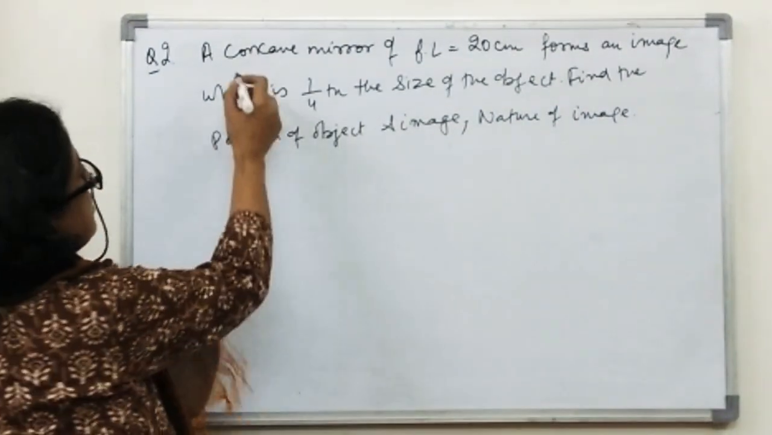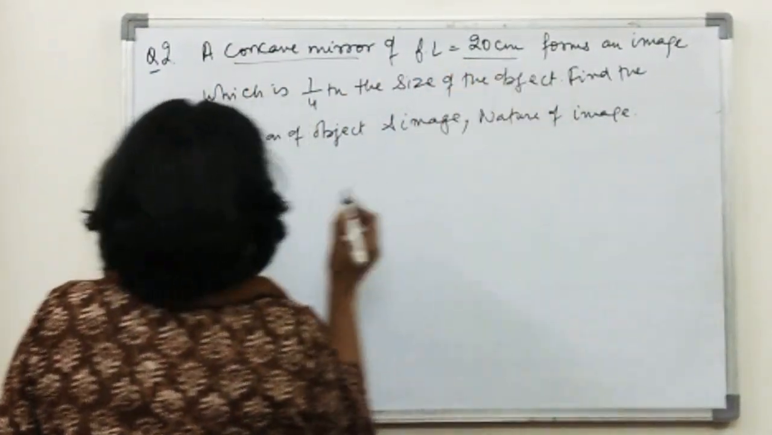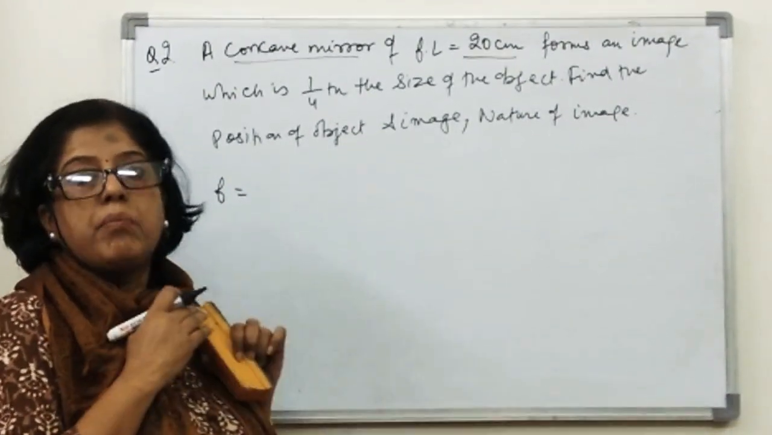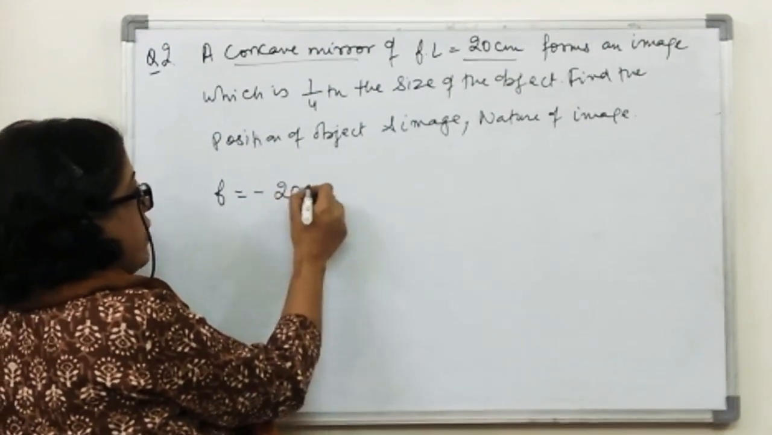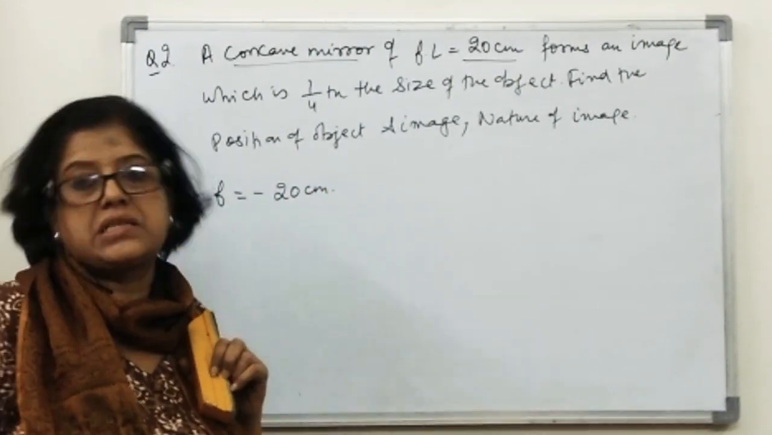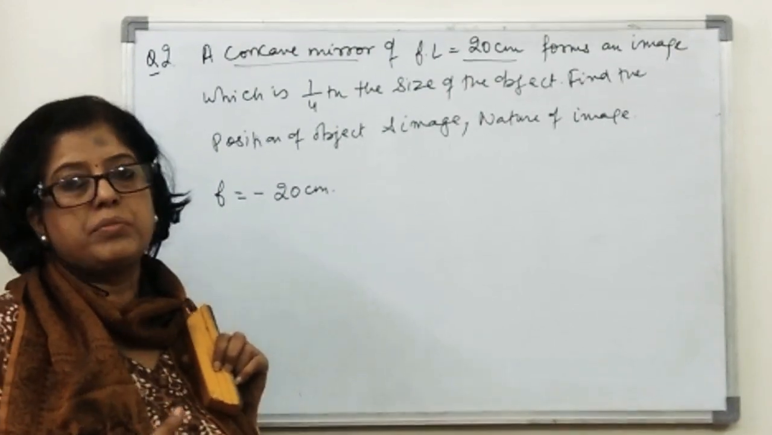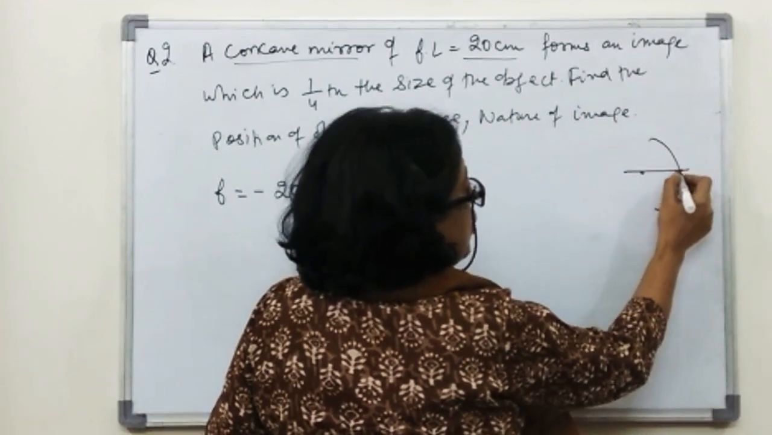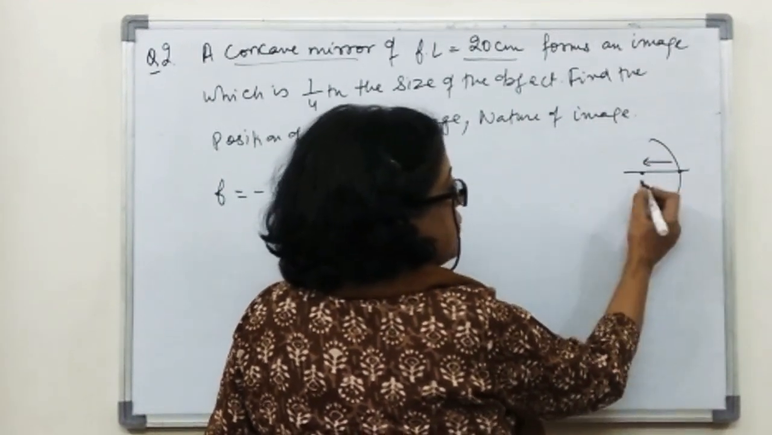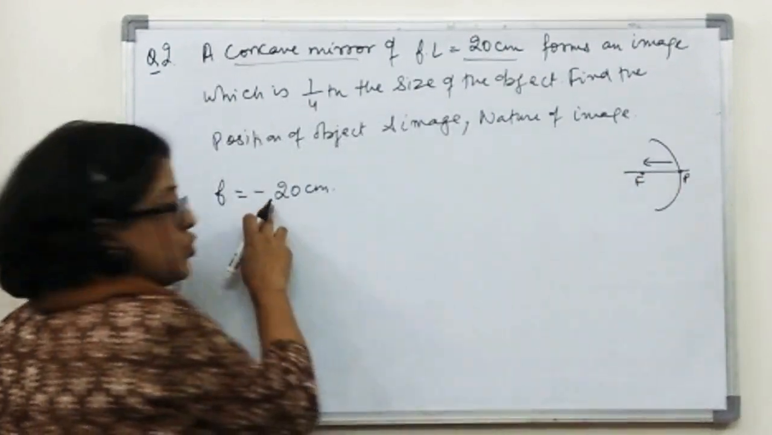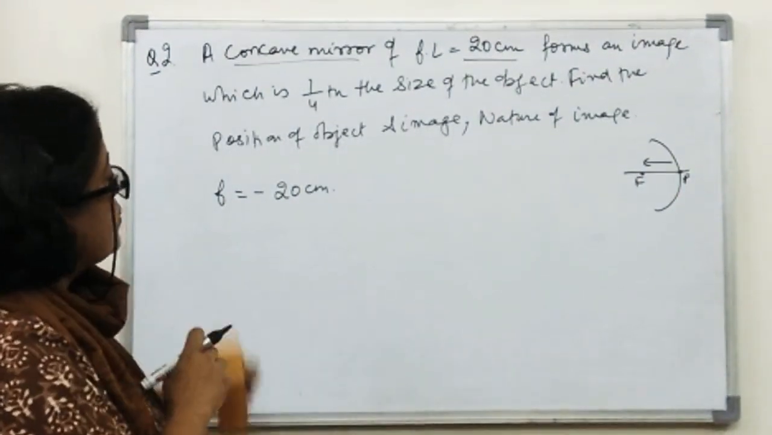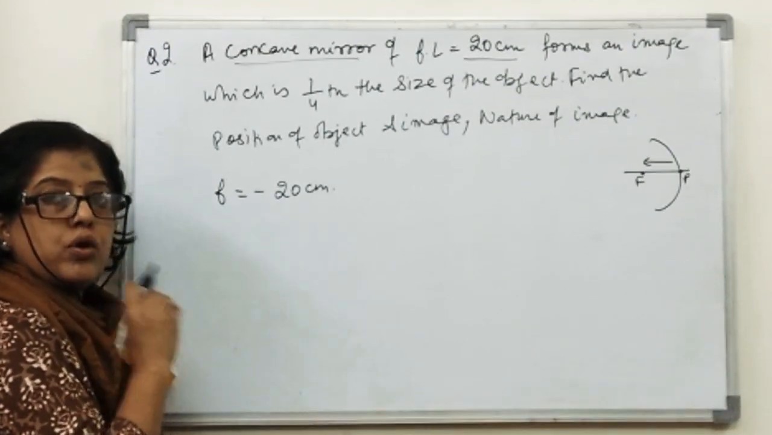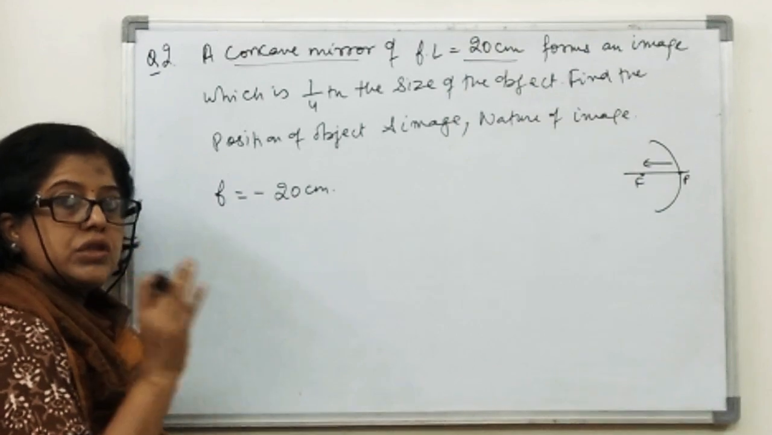Now the question is, it is a concave mirror of focal length 20 centimeters. So F is, concave mirror means, minus 20. Please always remember, for a concave mirror the focal length is always negative, as the focus is in front of the mirror. The focus is here, the pole is here. So as we go right to left, focal length should be negative, right? So focal length is minus 20. It forms an image which is 1/4 the size of the object.